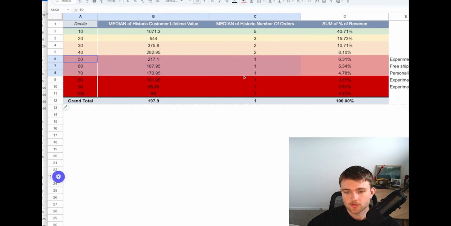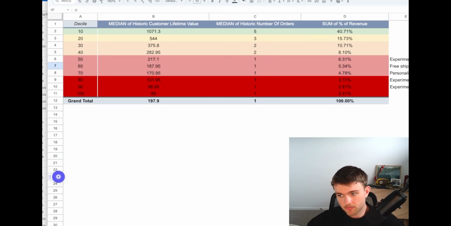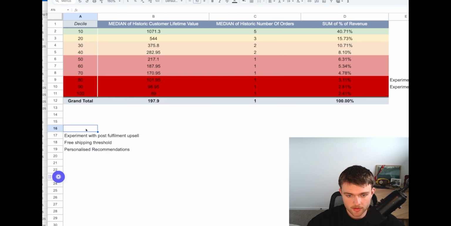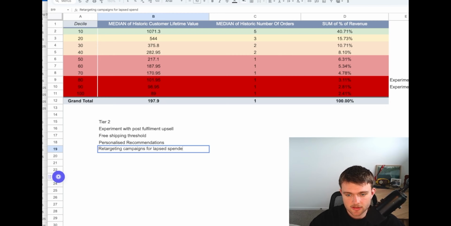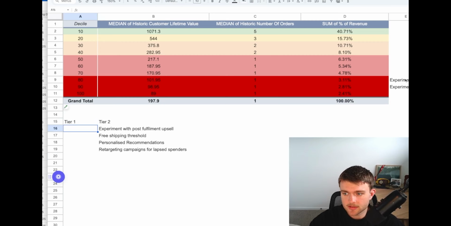For people who have placed an order more than 6 months ago, you might want to experiment with retargeting campaigns of sorts. So let's call this, I'm just going to break this into columns to make it a bit easier. Tier 2 retargeting campaigns for lapsed spenders. Because there is a difference between people in that tier who have ordered recently and haven't ordered recently.